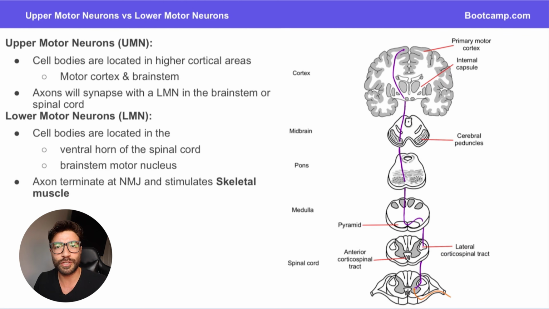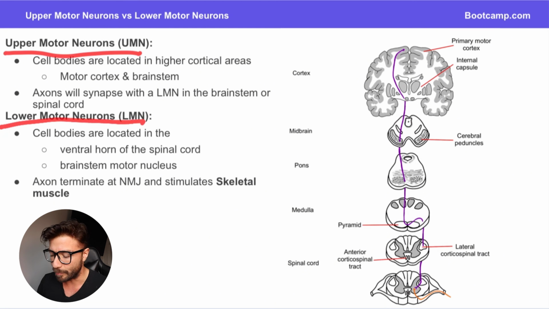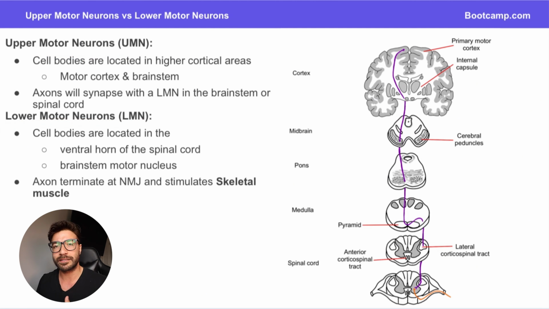So in order to understand the descending motor pathways, we need to understand the neurons that are involved in them. And there's two neurons. We have an upper motor neuron and a lower motor neuron. Now, the upper motor neuron, as the name would suggest, is going to be found in higher cortical areas. The cell bodies of these are going to be located in the motor cortex or the brainstem.